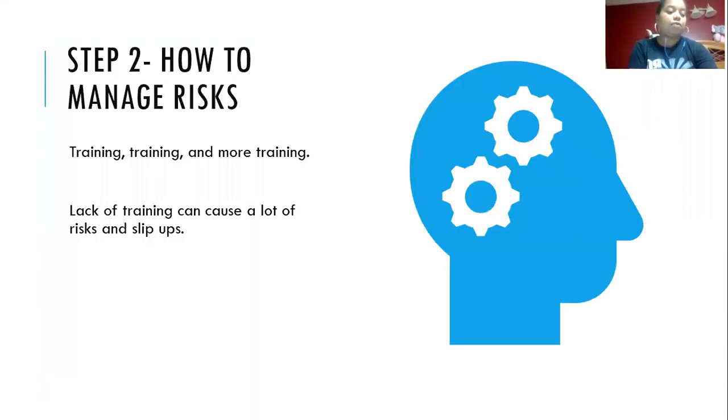Step 2 will be to figure out how to treat these risks. A possible remedy would be to train employees more. Training, and more training. Usually the lack of training leads to errors, which leads to more risk.